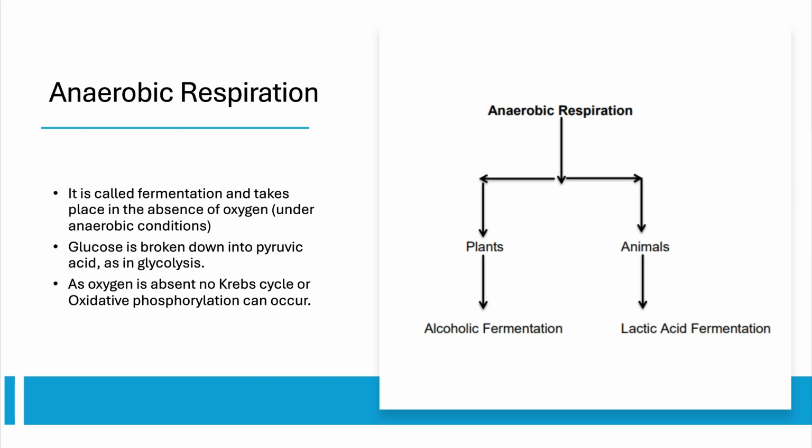Now we have anaerobic respiration. Anaerobic respiration is called fermentation, and it takes place in the absence of oxygen, so it does not require oxygen. What stage of cellular respiration requires no oxygen? That was glycolysis. So glucose is broken down into pyruvic acid as in glycolysis. But as oxygen is absent, no Krebs cycle or oxidative phosphorylation can occur. So in anaerobic respiration, only glycolysis occurs.